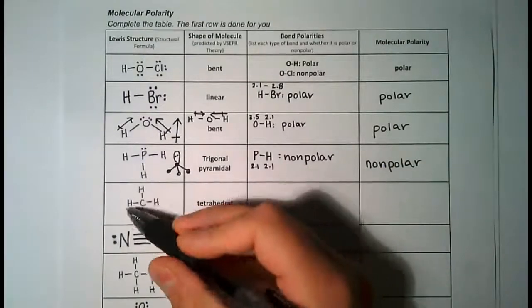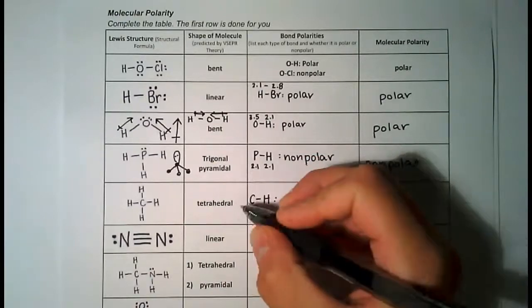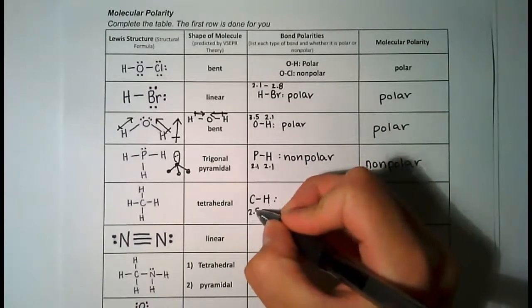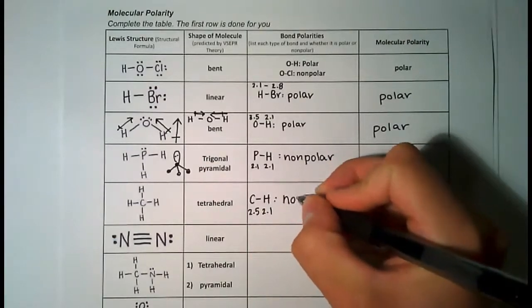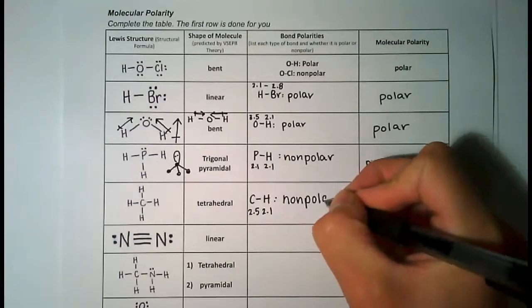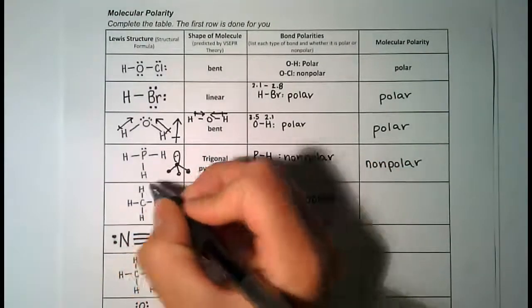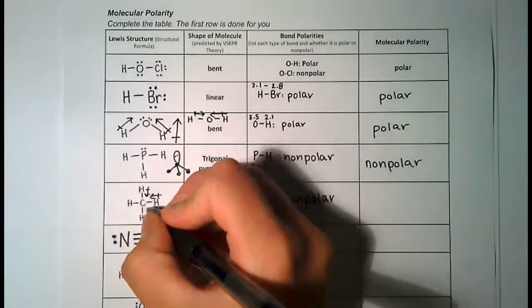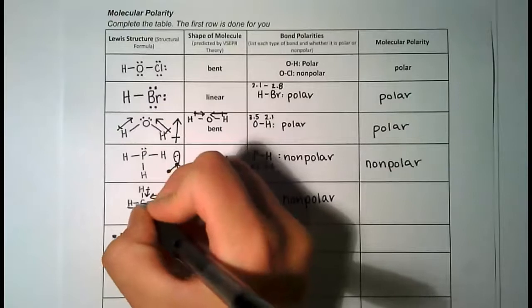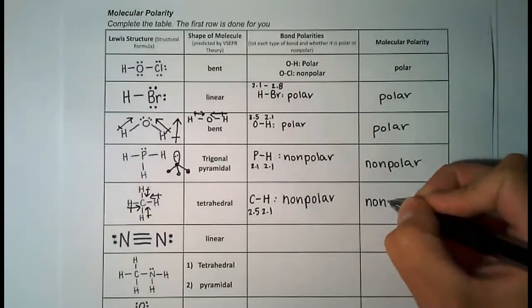Next we have CH4, and those CH bonds with carbon 2.5 and hydrogen 2.1, these are also relatively nonpolar bonds. And also, even if you thought they were polar, if you draw your arrows all pointing in towards carbon, then you'll notice that all the arrows cancel out anyway. So this is a nonpolar molecule.